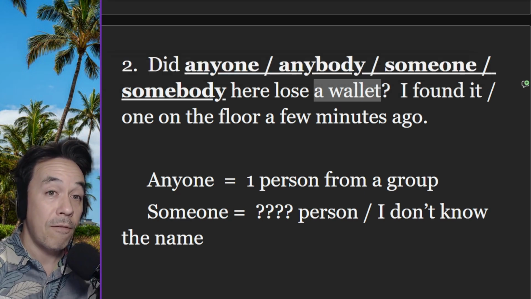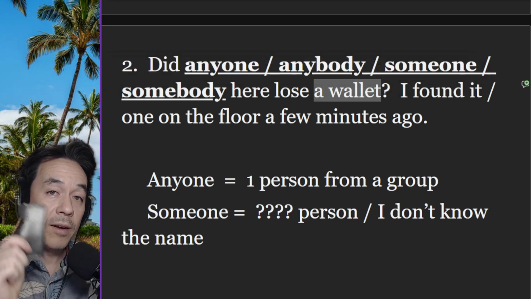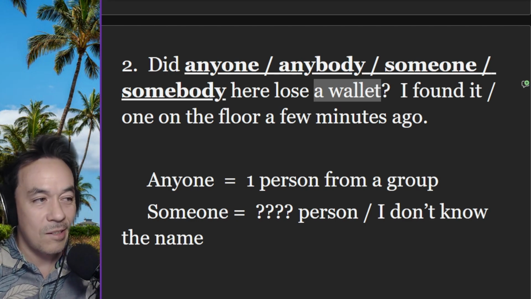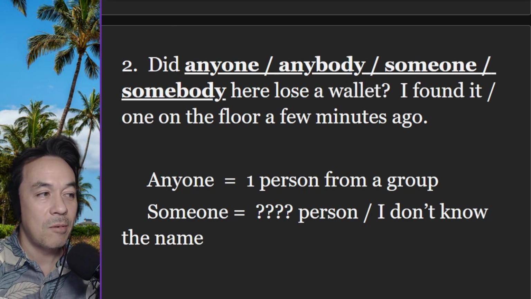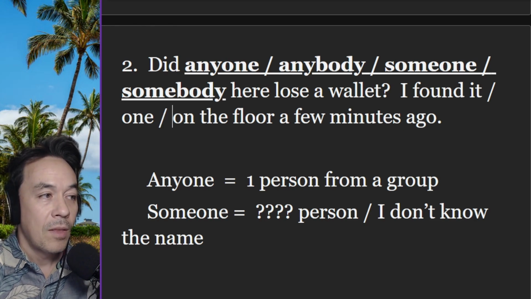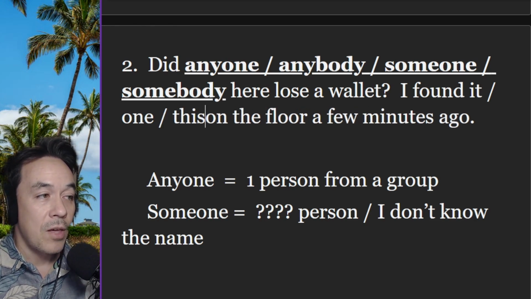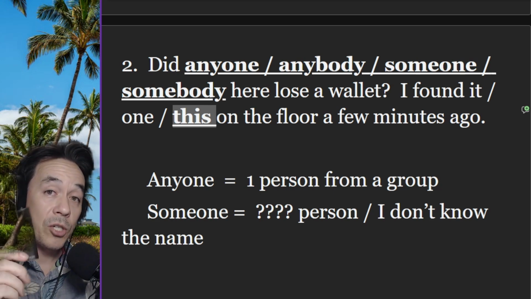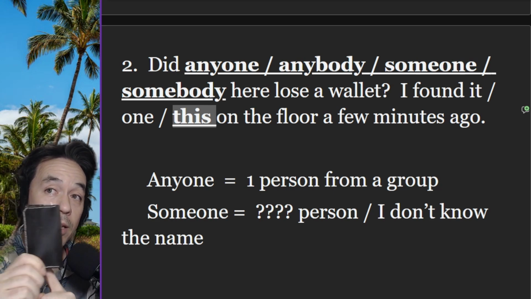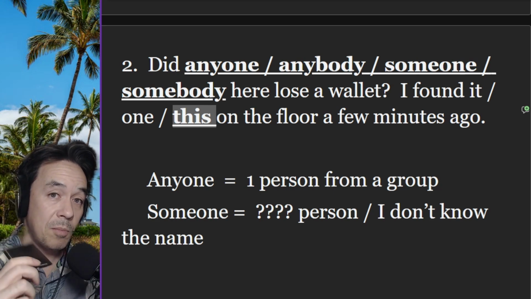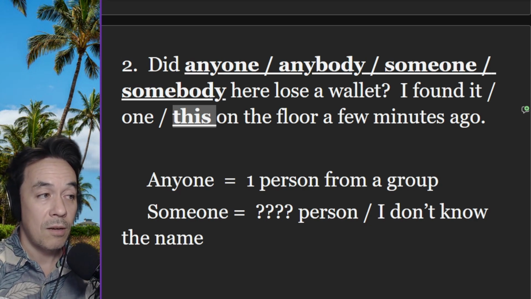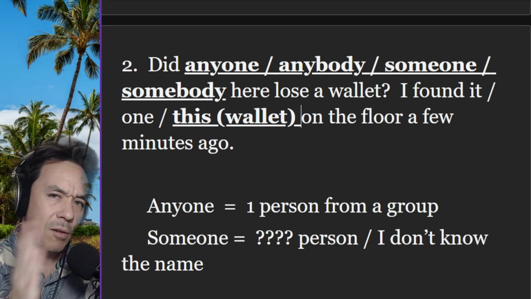So you might not be gesturing to the wallet yet. Now this time, I found one. Now I'm showing you the item. So it's hard to explain, but yeah, you could say either one. I would say, I found this on the floor. So that's what I would say. So, gesturing in my hand close to me, the speaker, I found this on the floor. I found this wallet, but you don't have to say.